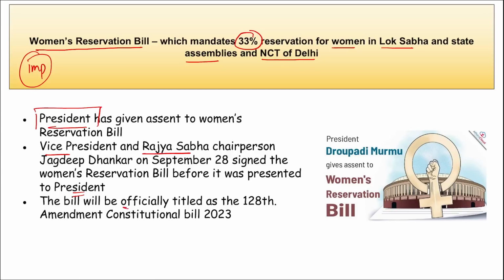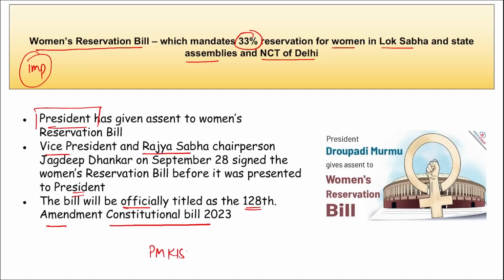Then this will be officially titled as the 128th Amendment Constitutional Bill of 2023. Correct? The Women's Reservation Bill 2023 is officially titled as the 128th Amendment Constitution Bill of 2023. Correct? Remember, mark this.